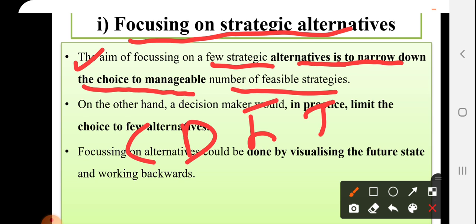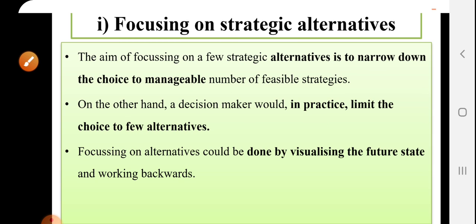Okay, on the other hand, a decision maker would in practice limit the choice to a few alternatives. Focusing on alternatives could be done by visualizing the future state and working backwards, or by testing the products before entering into the markets.